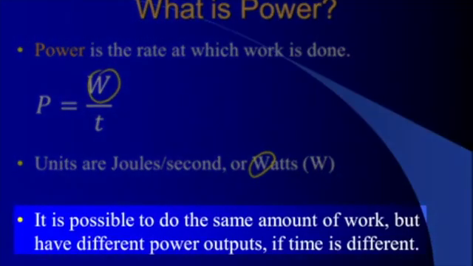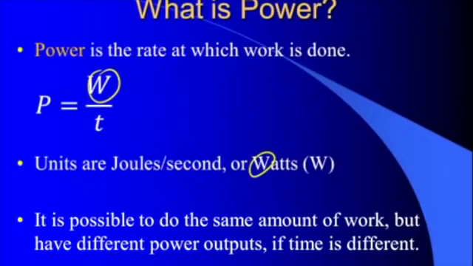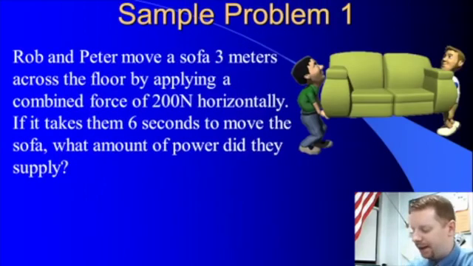Now, it is possible to do the same amount of work but have a different power output if it takes you a different amount of time. Two people doing the same amount of work, the one who does the work faster will have a higher power output, even though the same amount of work was completed. Let's take a look at some examples.